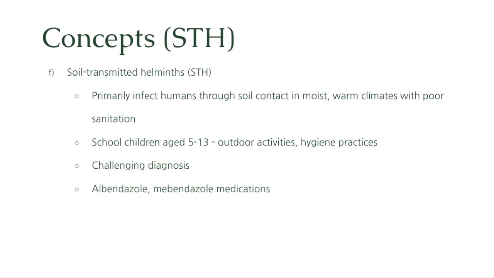Now, out of these 20 reported illnesses, we decided to target the disease with the greatest impact on the Kaduna State, Nigeria populace: soil-transmitted helminths. STH, including ascariasis, whipworm, and hookworm, primarily infect humans through soil contact in moist, warm climates with poor sanitation, commonly affecting school children aged 5 to 13 due to outdoor activities and hygiene practices.